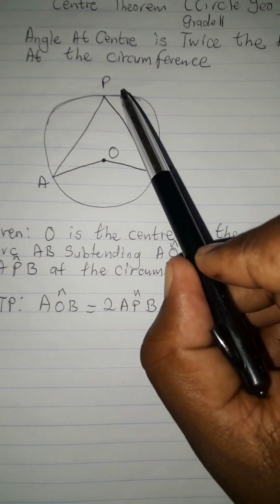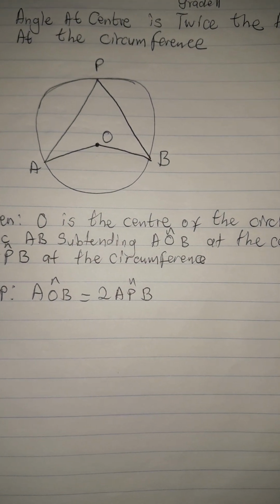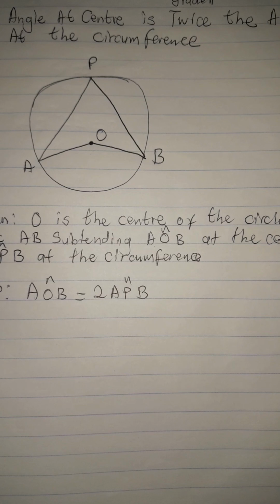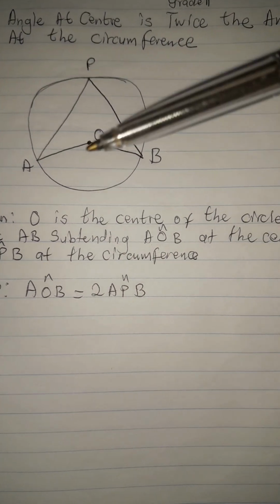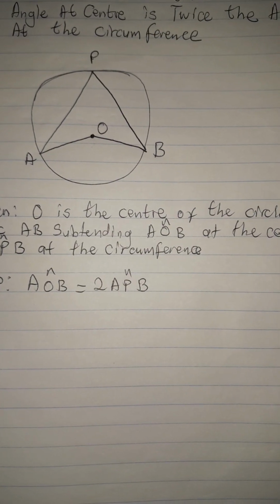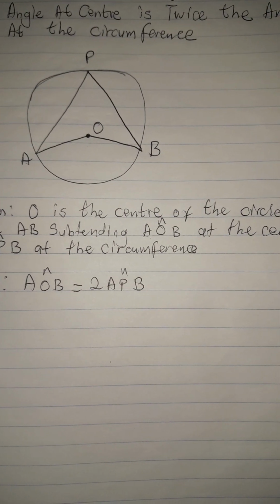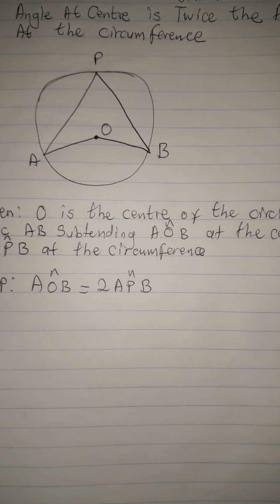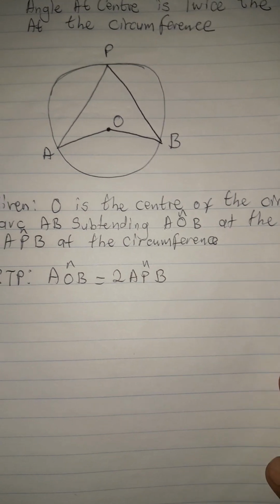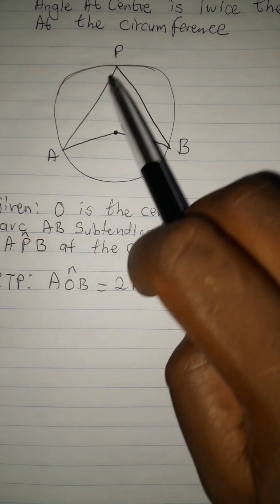Note, it is not the angle at the circumference that is twice, but the angle at the center that is twice. The one at the circumference is half the one at the center, because the one at the center is twice the one at the circumference. Remember, it says the angle at the center is twice the angle at the circumference. I was emphasizing that so that we don't make any mistake when it comes to such problems. So we are required to prove that angle AOB is twice angle APB.